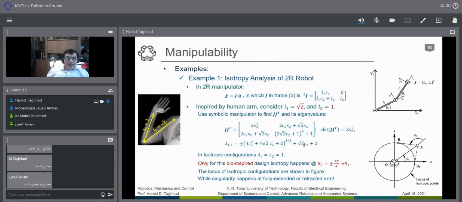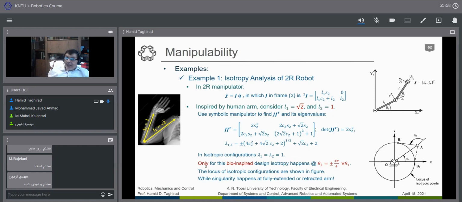Can we have this design in some configuration? Can we have a theta 2 in some configuration where this becomes isotropic? You can see that only for this particular case, L1 is equal to square root of 2, and L2 is equal to 1. Then lambda 1 and lambda 2 can both become 1, and we have an isotropic design. We have a very good design, just for this particular bio-inspired design.